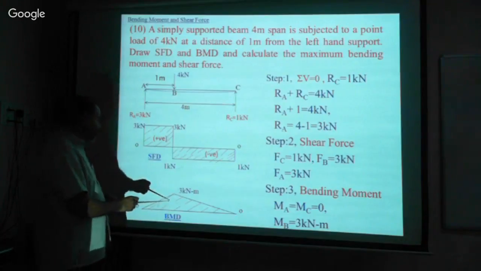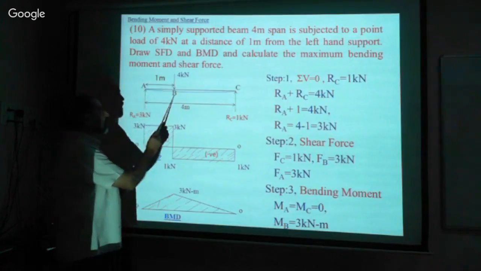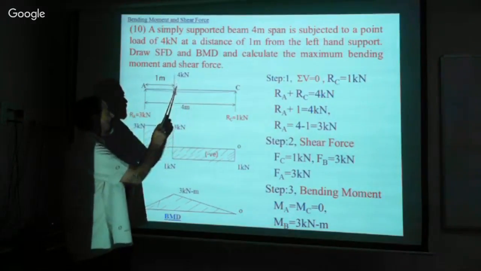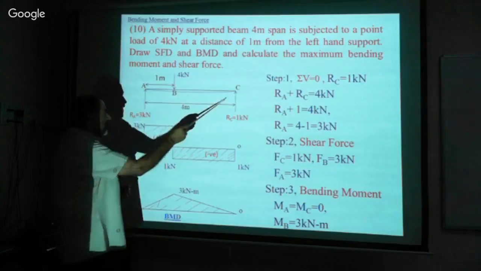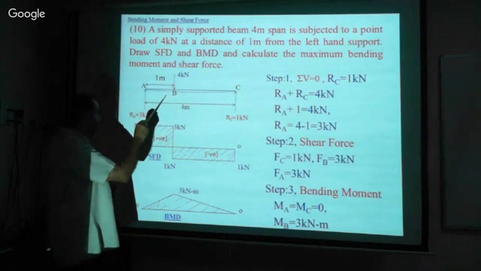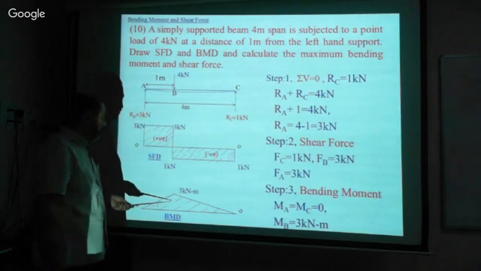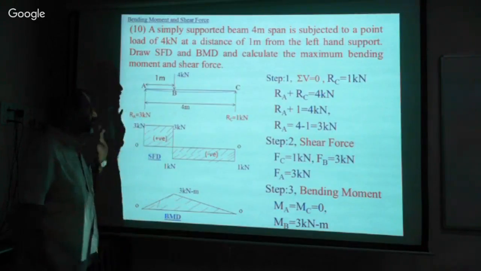Please note this is the plus, that is, a positive bending moment, because it is a sagging bending moment. Due to this load, for this condition, the beam deflects and rotates only in this direction, like this. Therefore, it is a positive bending moment diagram. This is how this completes the problem.